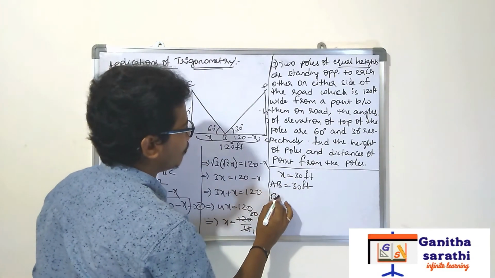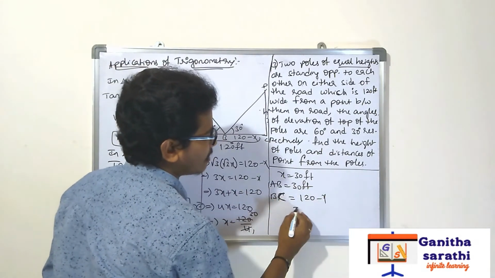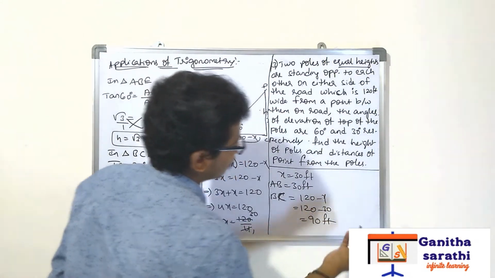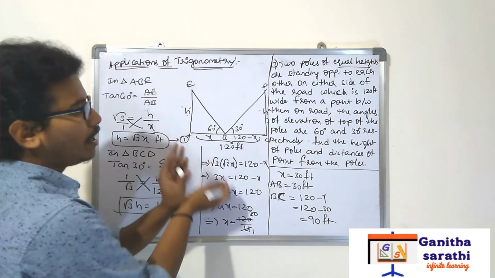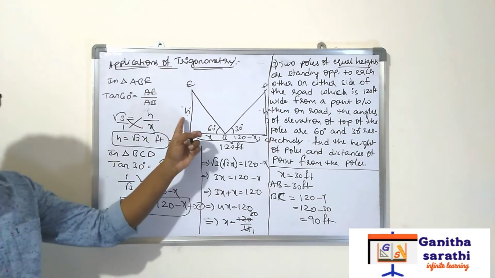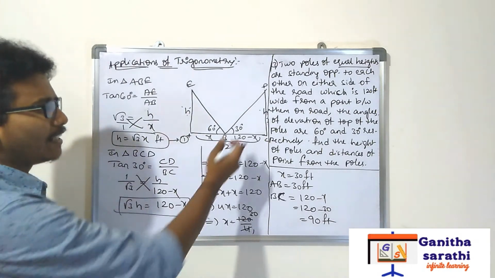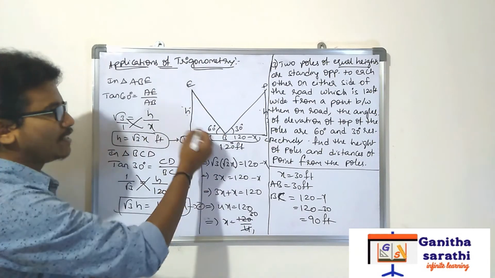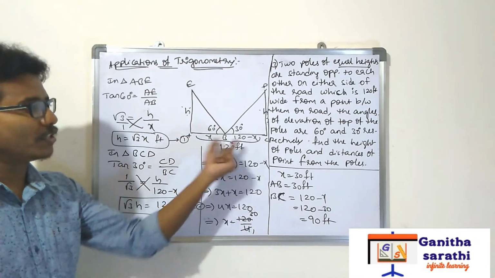Then what is the position of BC? BC is equal to 120 minus x, means 120 minus 30, that is 90 feet. Got it. So these are the distances of the point from the poles. Now next, what do we have to find? We have to find the value of H. How will we find the value of H? You can take this triangle or this one. Any triangle you can take. I am taking this one, it is easy to solve.